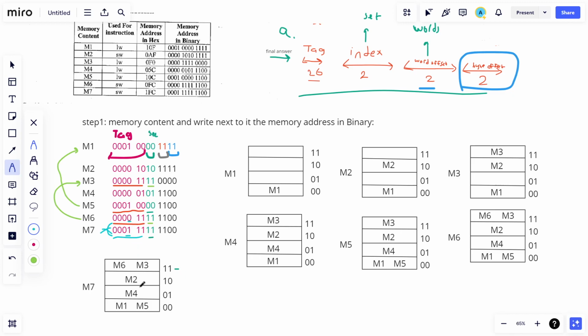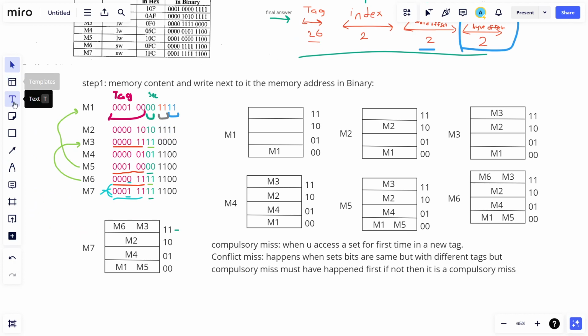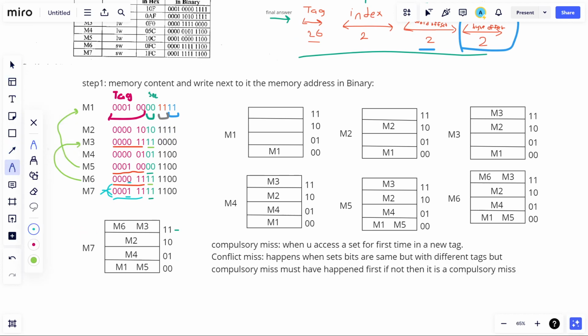So is this a conflict miss or a compulsory miss? Well, let's start explaining compulsory miss and conflict miss. Okay, as you can see, I wrote it kind of in a bad way, but I hope it makes sense. A compulsory miss happens when you access a set for the first time in a new tag. So basically, this is a compulsory miss because it's a new tag and it's the first time accessing this tag, right? This is a compulsory miss as well. And this is also a compulsory miss. This is also a compulsory miss.